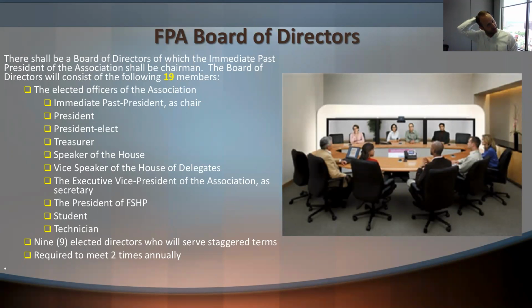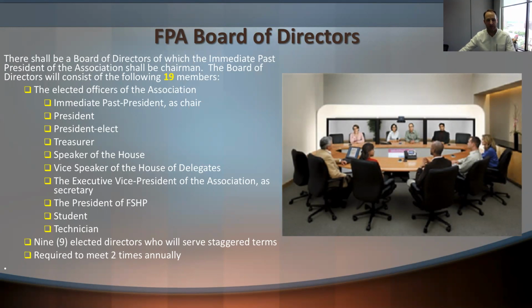So the FPA has a board of directors. It consists of 19 members. The FPA's constitution lays out who the members are. And as you can see here, I'll run through it. The immediate past president acts as chairperson of the board. The other members are the president-elect, the treasurer, speaker of the House, vice speaker of the House of Delegates, the executive vice president of the association who serves as the secretary, the president of the FSHP. There are also 9 elected directors who serve staggered terms. There is an elected student director and an elected technician director.